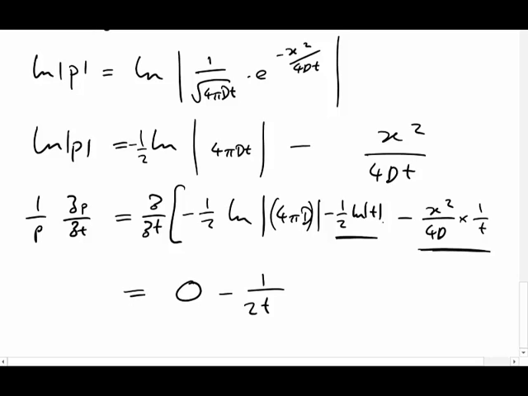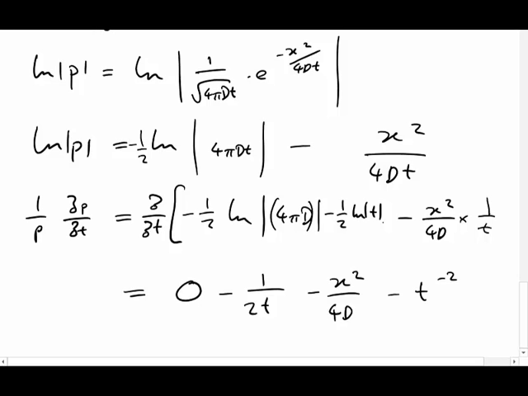And then this thing differentiated with respect to t. Well, this is just a constant, so that just comes along for the ride. So I end up with minus x squared over 4d, times the derivative with respect to t of 1 over t. Well, this is just like saying t to the minus 1. So what's the derivative of t to the minus 1? It's going to become minus t to the minus 2. So that's what that is.